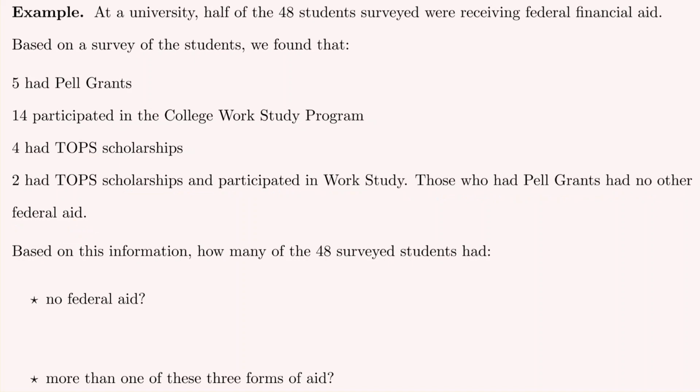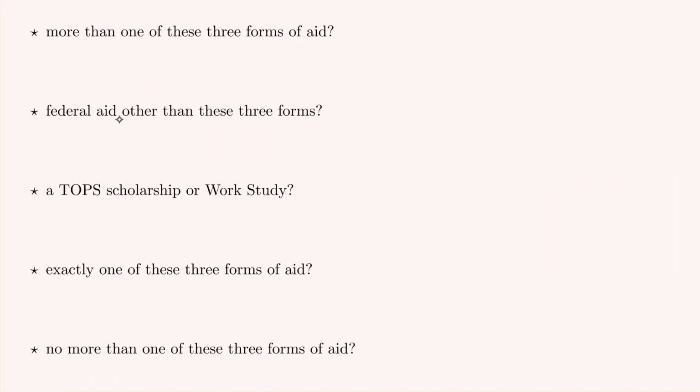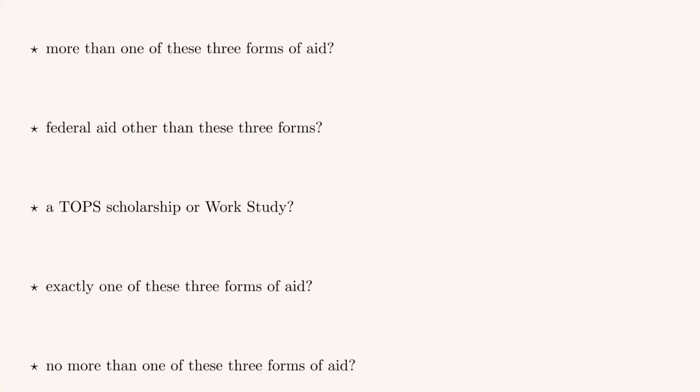Based on this information, we need to answer the questions: how many of the 48 students surveyed had no federal aid, more than one of these 3 forms of aid, federal aid other than those 3 forms, a TOPS scholarship or a work study, exactly one of these 3 forms of aid, and no more than one of these 3 forms of aid.